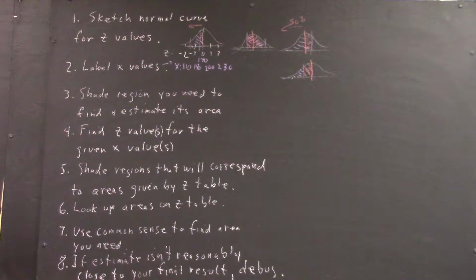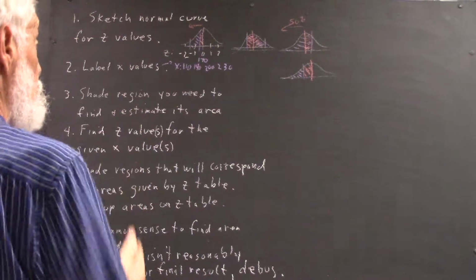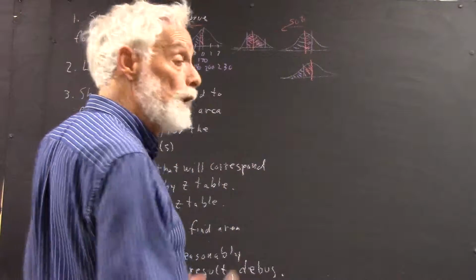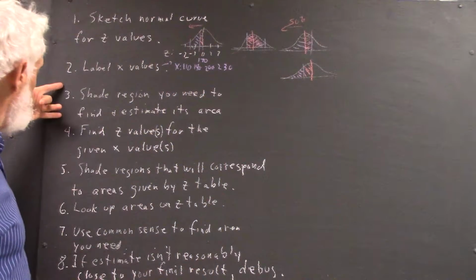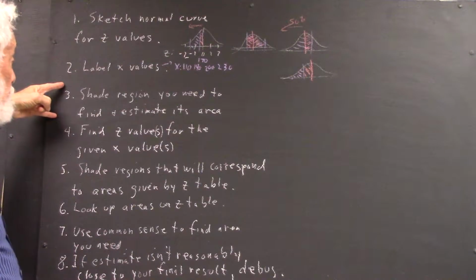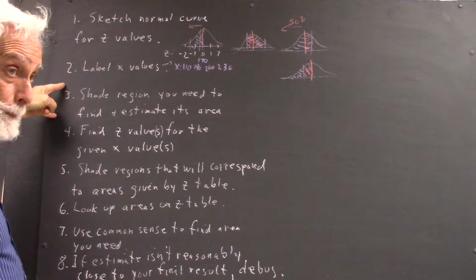So you always have to know what it is you're looking for so that you can draw the picture and get that straight before you start looking up things on the z-table. Okay? So, number 3, I say you shade the region you need to find and estimate its area.